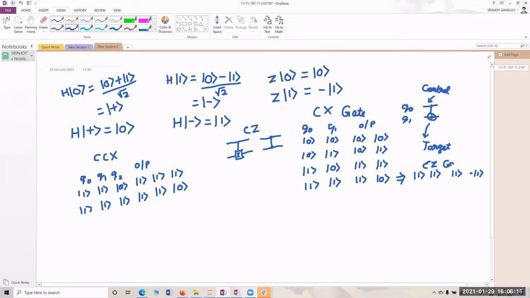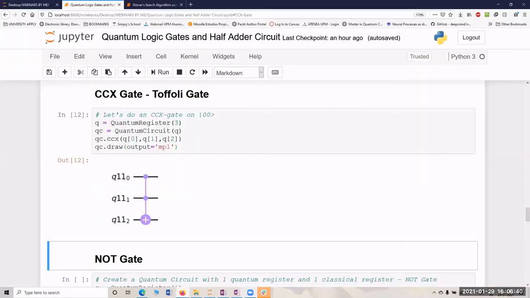Why? Because these two are the control, and the controlled operation happens when that control qubit is in one state. So it's the very same concept as the CX gate. The only thing is that multiple qubits, two qubits, are now controlled, while in the CX gate only a single qubit is controlled. So the target qubit flips when the control is in one state. That's the essence.